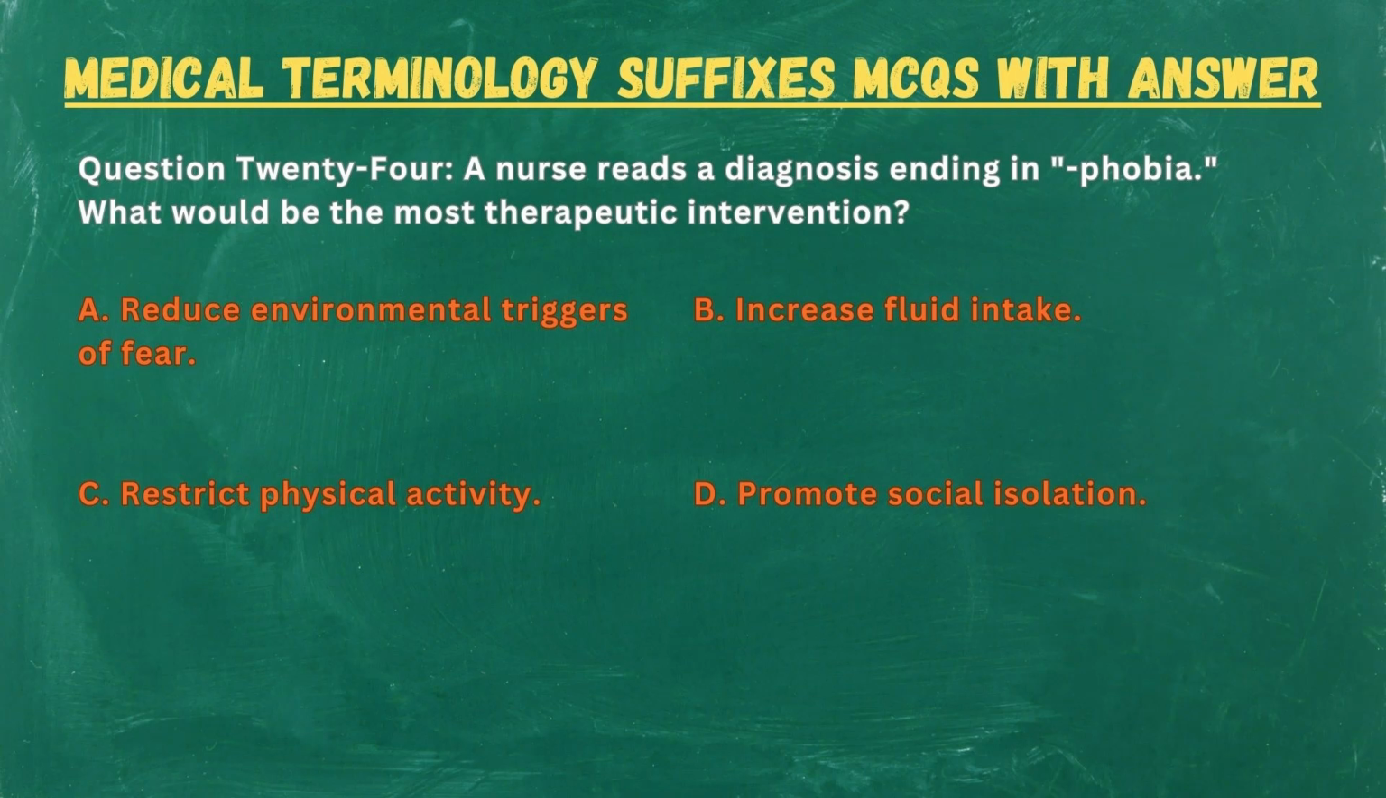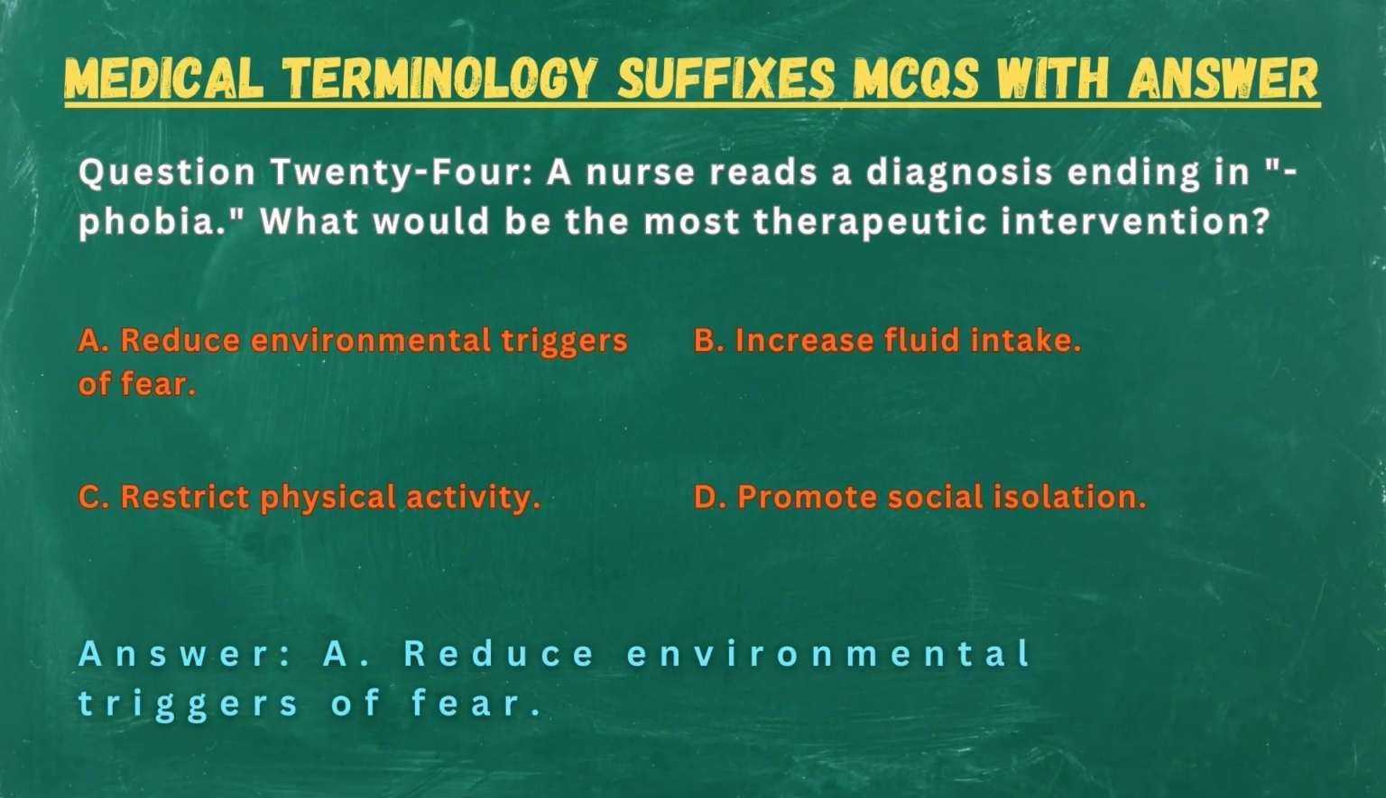Question 24. A nurse reads a diagnosis ending in phobia. What would be the most therapeutic intervention? A. Reduce environmental triggers of fear. B. Increase fluid intake. C. Restrict physical activity. D. Promote social isolation. Answer: A. Reduce environmental triggers of fear.